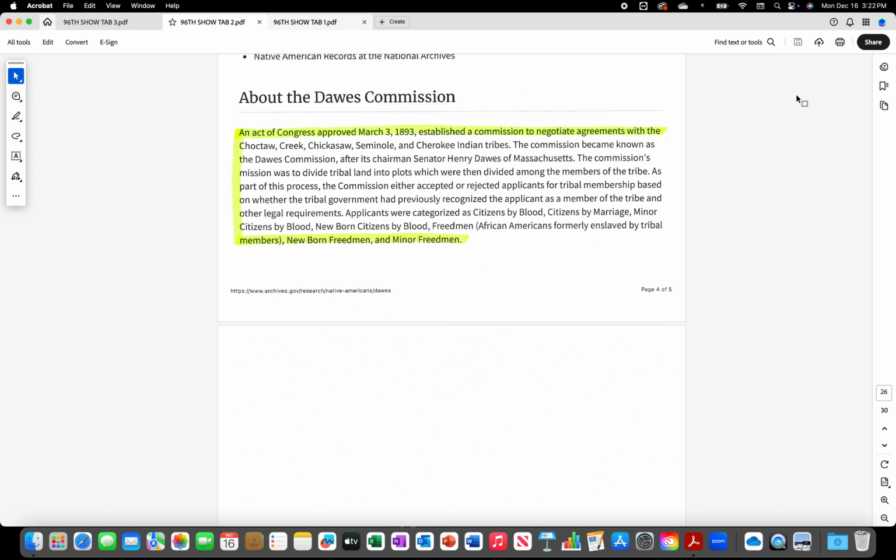As part of the process, the commission either accepted or rejected applicants for tribal membership based on whether the tribal government had previously recognized the applicant as a member of the tribe and other legal requirements. Applicants were categorized as citizens by blood, citizens by marriage, minor citizens by blood, newborn citizens by blood, freedmen, African Americans formerly enslaved by tribal members.